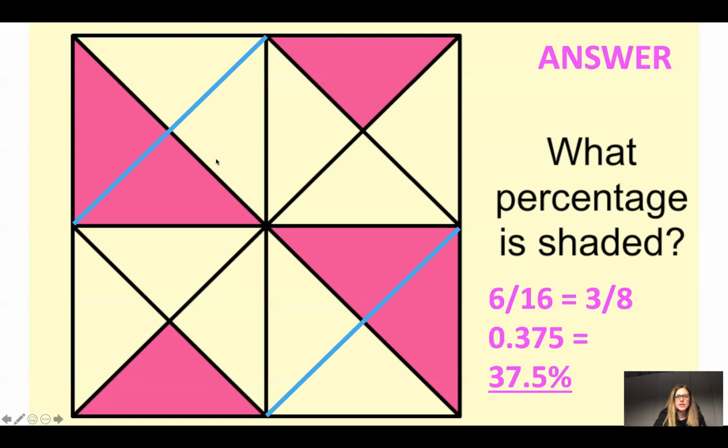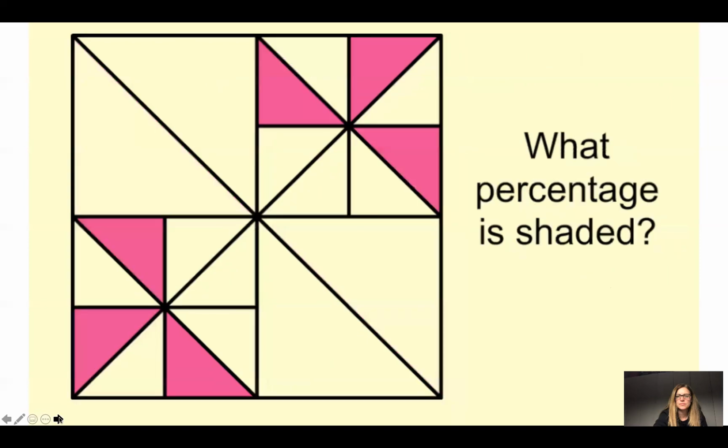So we now have 6 small triangles shaded out of a total of 16. Simplifies down to 3/8, same as before, 37.5%. Oh, 3 minutes, I think, for this one. Remembering again what I said about equal parts. Good luck.